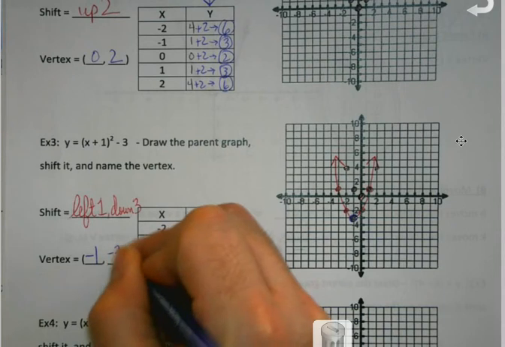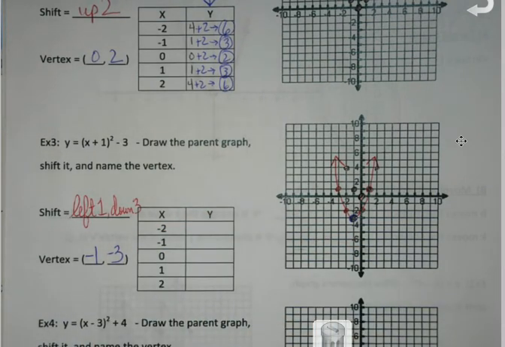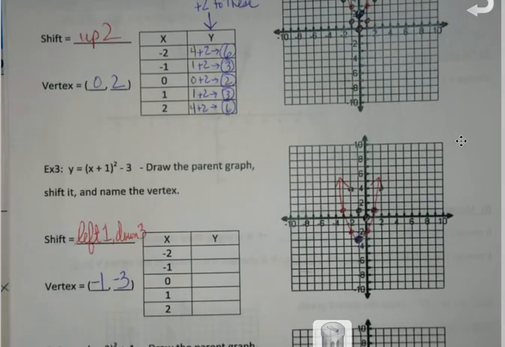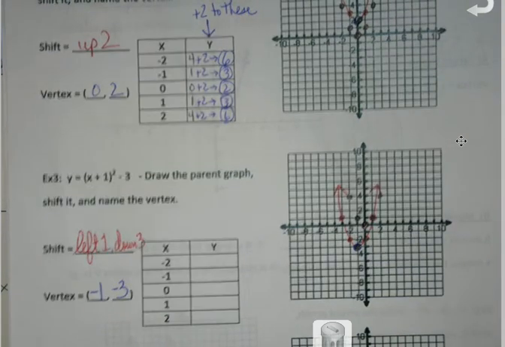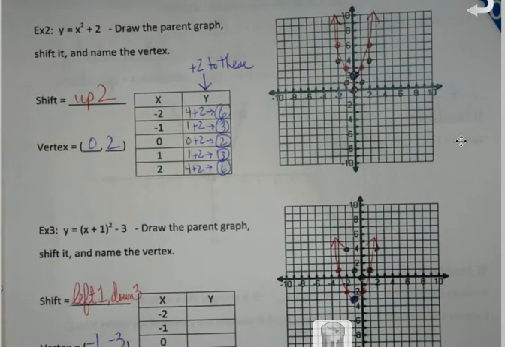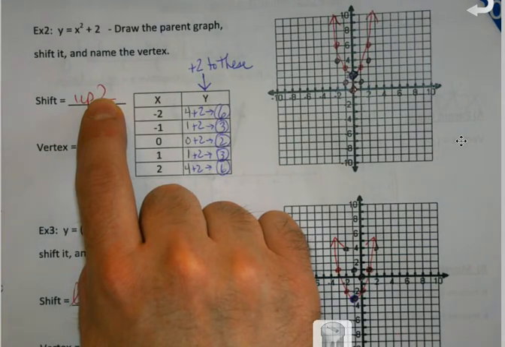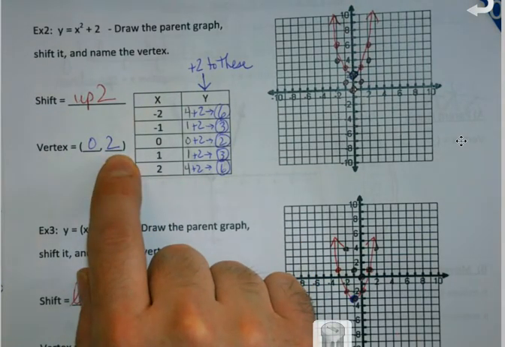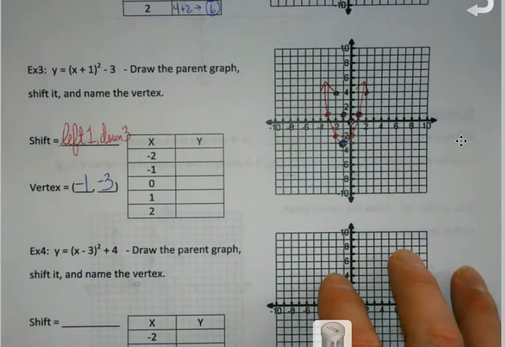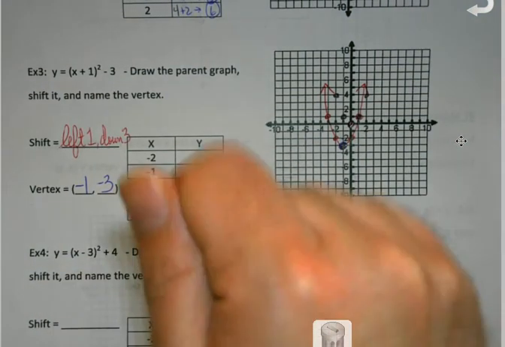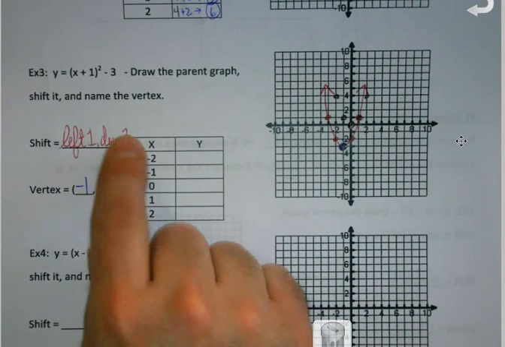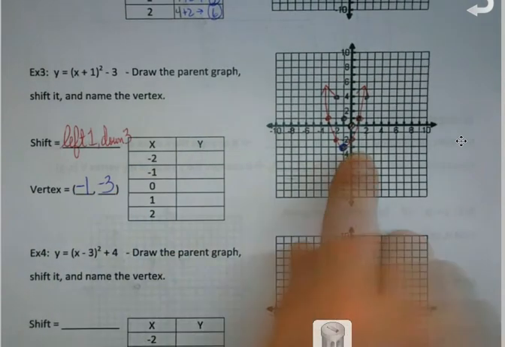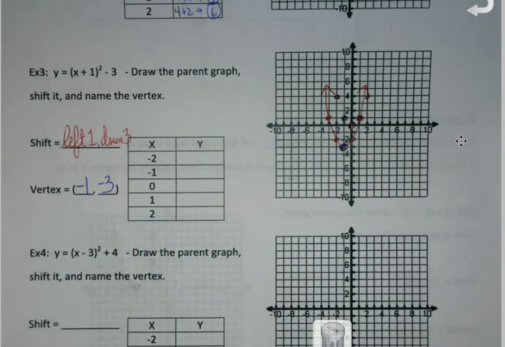And you're like, hey, I'm noticing something here. Our vertex initially was at 0, 0. Now, on number 2, we went up 2, and the vertex was at 0, 2. It just moved up. Yes. And then, like on example 3, we moved left and down. Well, if I start at 0, 0 and I go left, that's -1. If I go down 3, it's a -3. I don't even need the picture to get the vertex. Right.